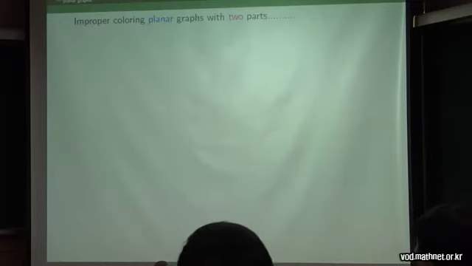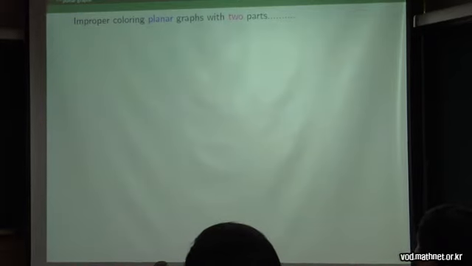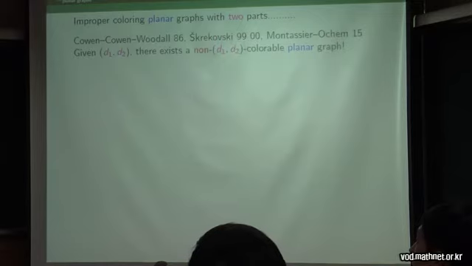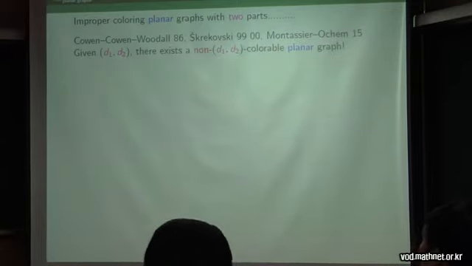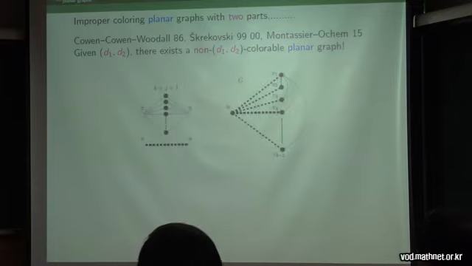Okay. So now I want to go into what happens if you partition it into 2 parts, right? And this is where something bad happens: these people were able to construct, if you give me any pair of 2 numbers, a planar graph that's not D1, D2 colorable. So this also solves the question, but it's something we don't like because it's a very negative answer. And this is one construction of how to make it, but I'll skip the proof of it.